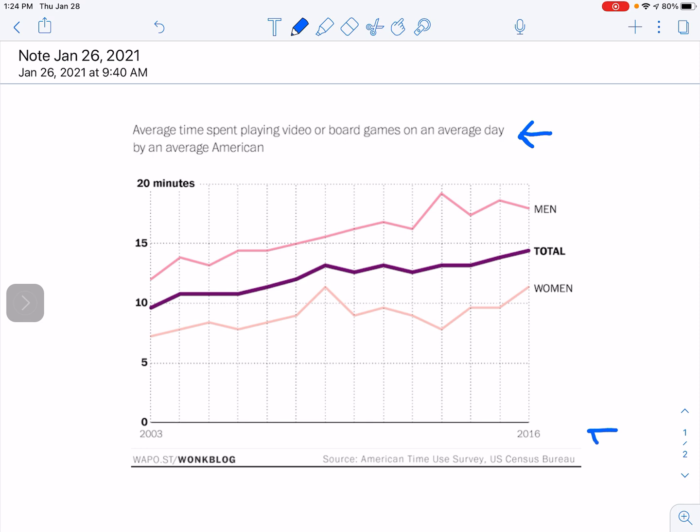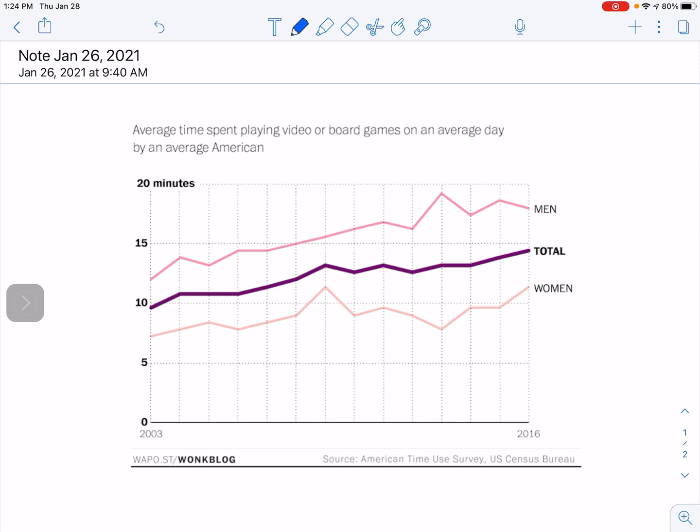Down in the x-axis, I see a number here, 2016, a number there, 2003. I'm assuming that this is whatever year it is. It would be more appropriate if they actually wrote that out. I think they just assume that we understand that, but this is how the world works when you open a newspaper or magazine or an internet article. A lot of times people just kind of do it their way.